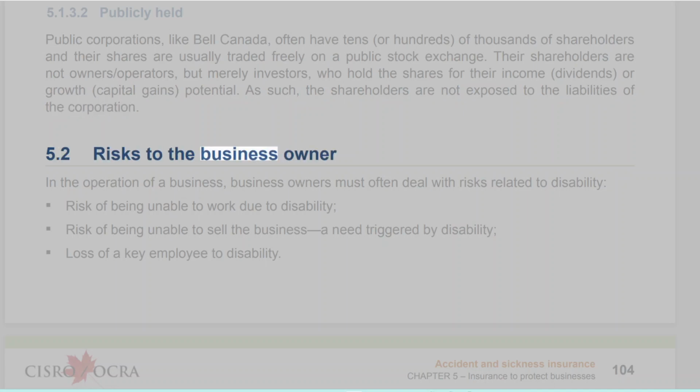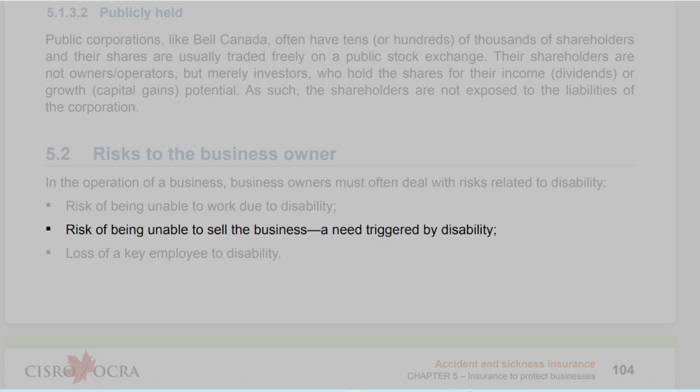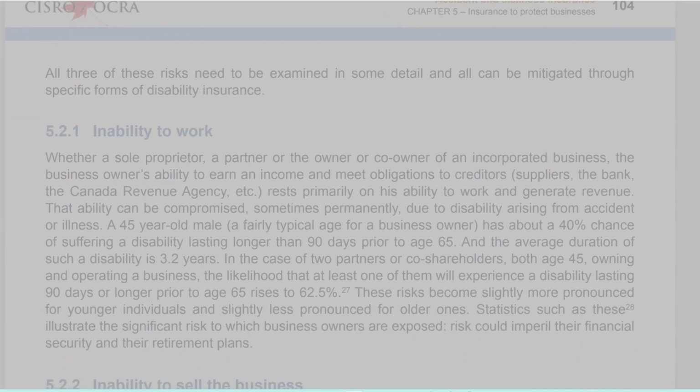5.2 Risks to the business owner. In the operation of a business, business owners must often deal with risks related to disability. Risk of being unable to work due to disability. Risk of being unable to sell the business, a need triggered by disability. Loss of a key employee to disability. All three of these risks need to be examined in some detail, and all can be mitigated through specific forms of disability insurance.